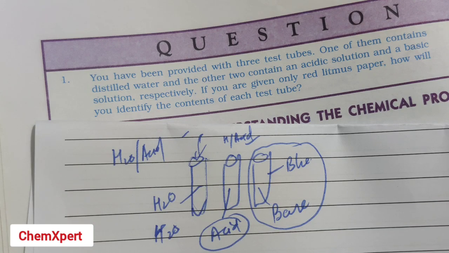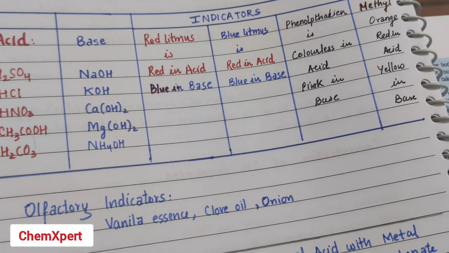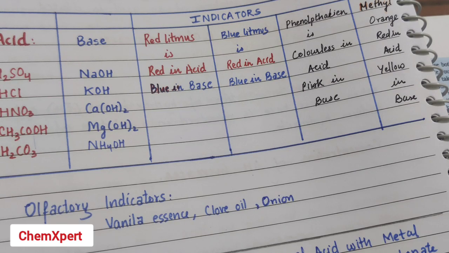Red litmus remains red in acid and turns blue in base. Blue litmus turns red in acid and remains blue in base. Now the next important definition is olfactory indicators. So what are olfactory indicators? Those indicators which give different smells in acid and base. For example, vanilla essence, clove oil or onion retain their smell in acid but become odorless in base. So these are examples of olfactory indicators which give different smells in acid and base. So you must learn the definition and the examples.